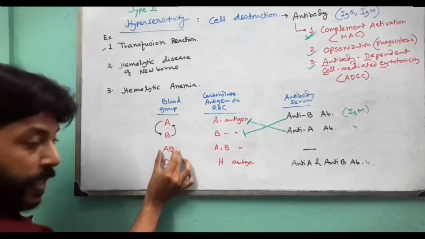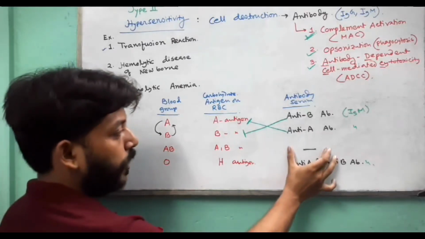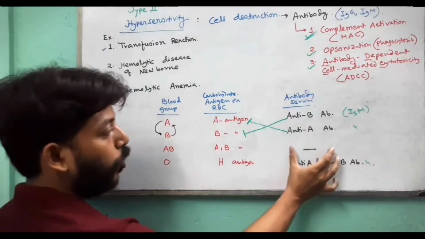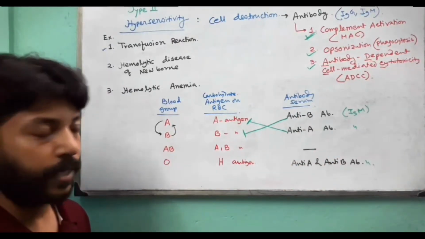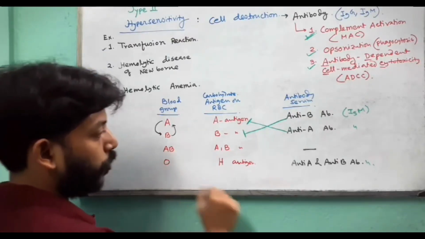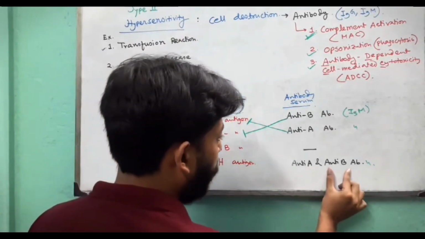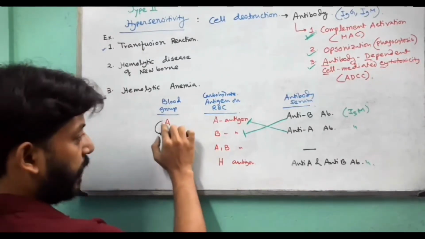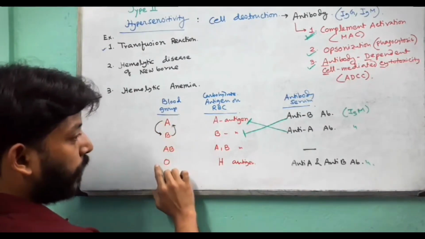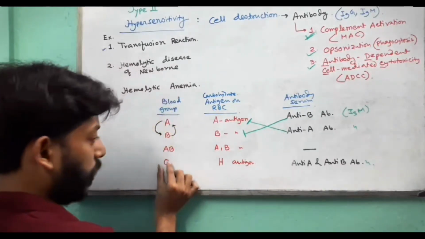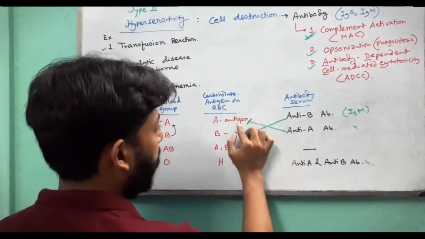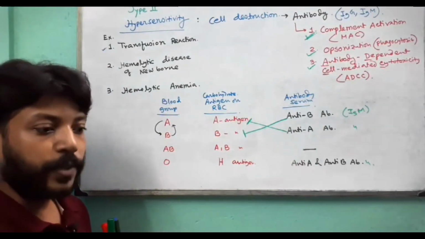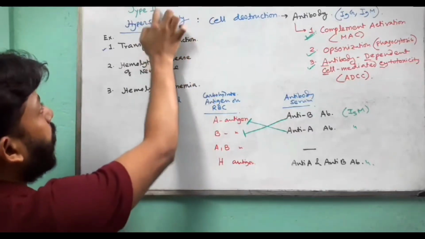As the AB blood group doesn't have any antibody, it can receive both A and B blood, because it has no antibody, so it will not react. But in the case of an O blood group individual, they have both anti-A and anti-B antibody. So if we transfuse A blood group blood to the O, then what happens? This O blood group individual will react with the A antigen and also with the B antigen. So hemolysis occurs and the RBCs will be destroyed. This is called type II hypersensitivity.